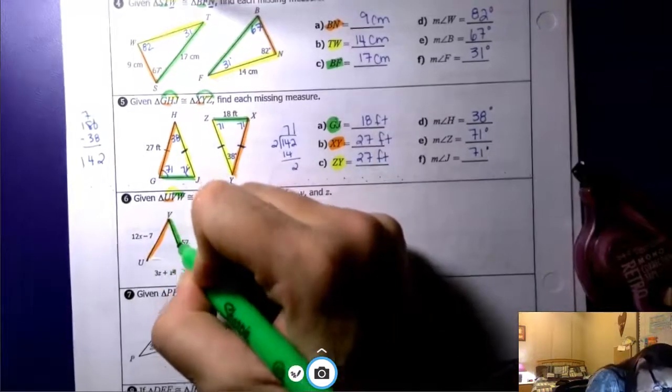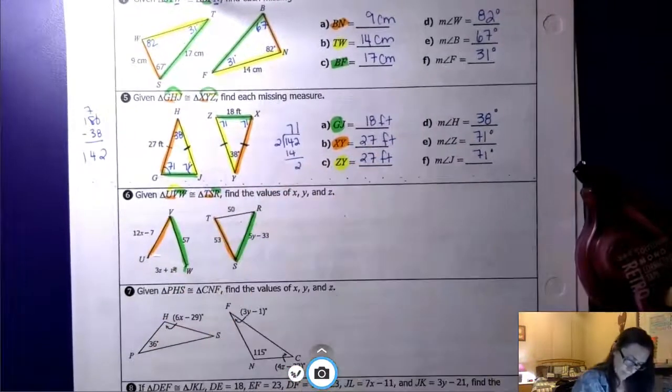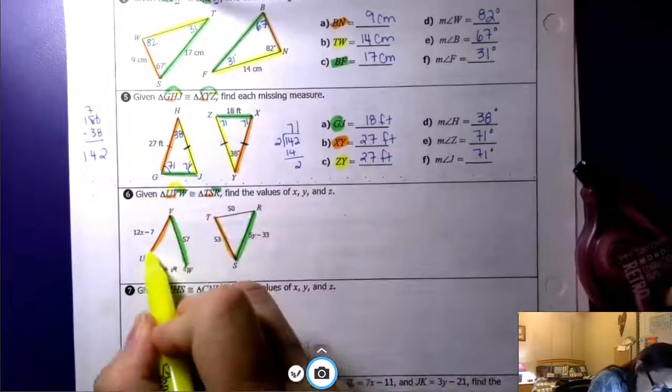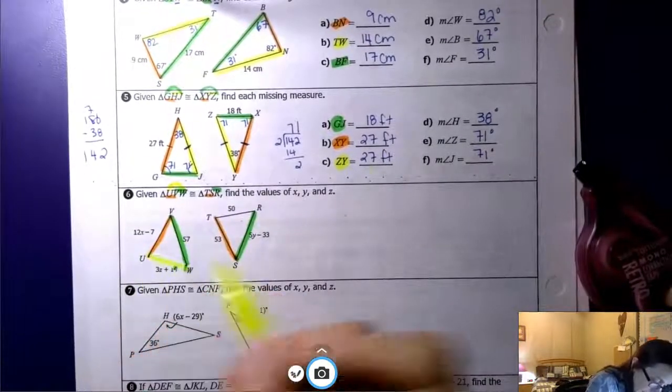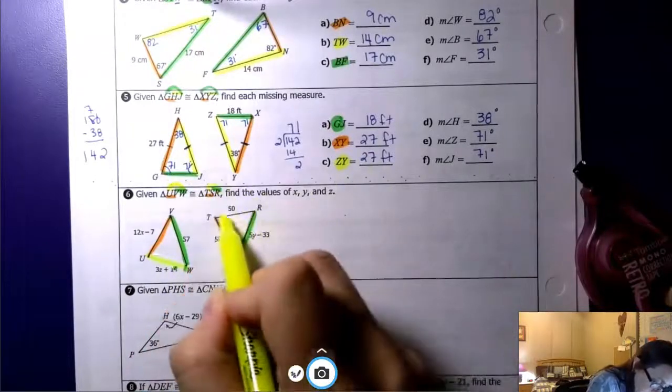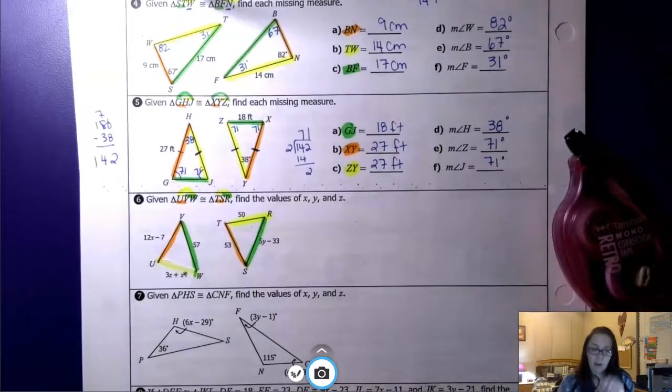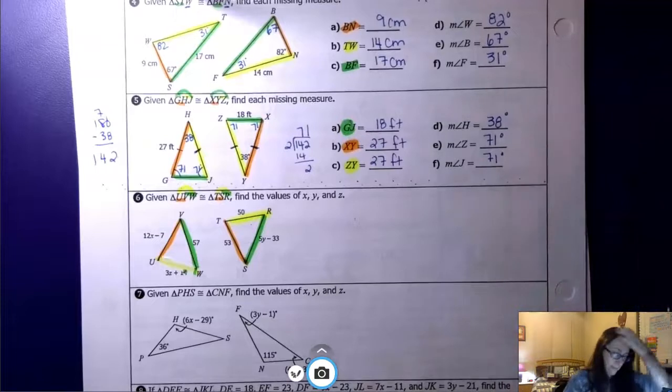VW is this green one. My last one is UW, which would be this one here, and TR, which is this one here. So again, if you go through and you make a mistake, you're probably going to catch it because there's going to be something that's just a little bit wonky. So if you go through right away, hopefully it's easier to catch.